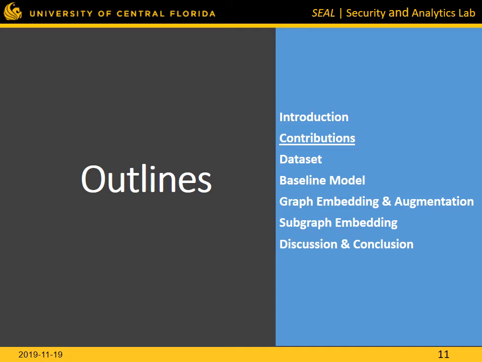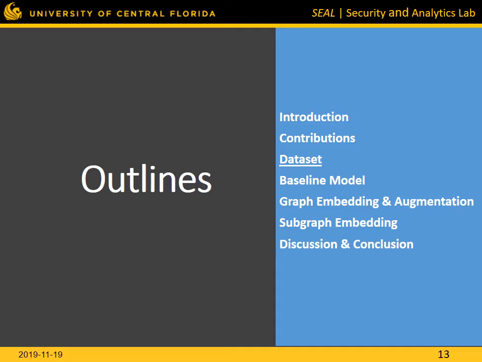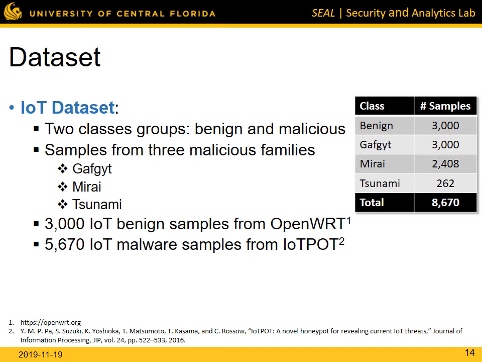The contributions of the work are as follows. First, we investigate the robustness of the control flow graph-based malware detection system against practical adversarial examples. Then we propose SGM, a black box adversarial approach to generate practical adversarial examples with a reduced overhead and size. Next, we will talk about the dataset and feature extraction processes that we have followed in this work.